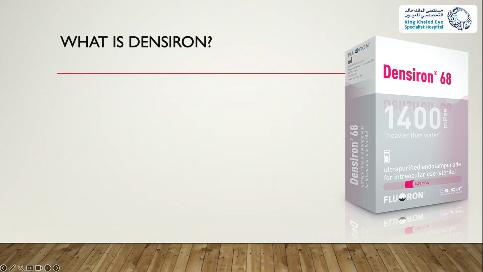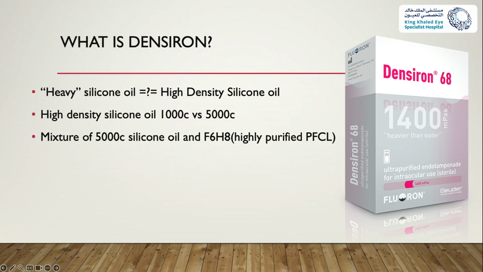And 5 more minutes. I just remember I just told you about the Densiron. Some people get mixed up with the heavy silicone oil versus the high density silicone oil. Heavy silicone oil means they actually sink, it doesn't float. High density silicone oil still floats. It's 5,000 centistokes oil. The benefit of that is that you have less emulsification with the higher density, but not because they sink.